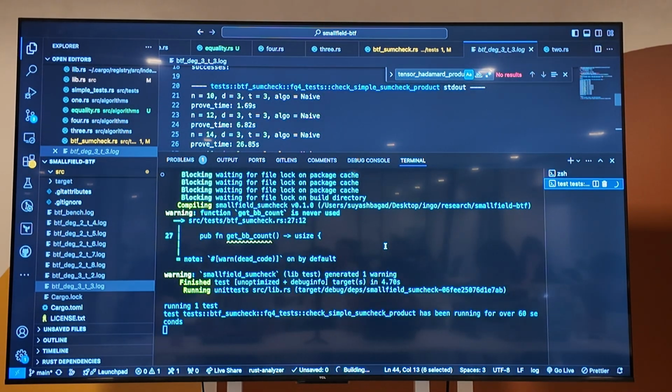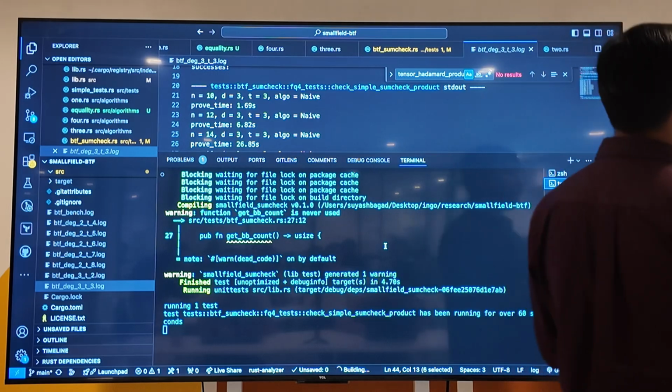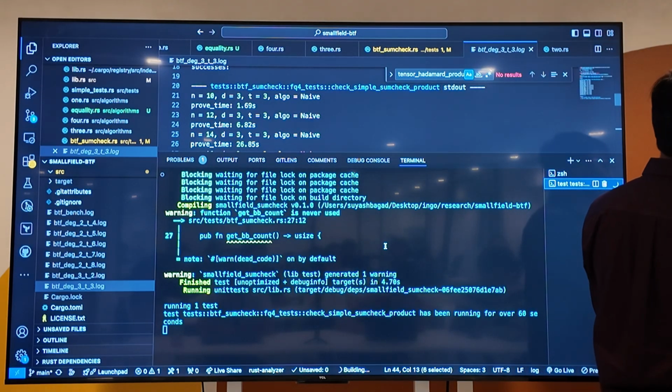So in your example, you take the product Sumcheck. Yes, product Sumcheck. So does this method apply to all Sumchecks? Yes, it does apply to all Sumchecks. Okay. But you use this product Sumcheck because this is the most costly.